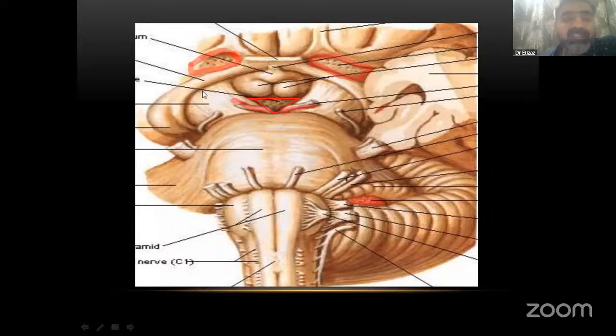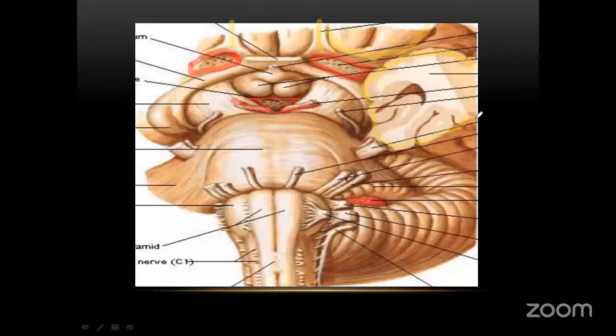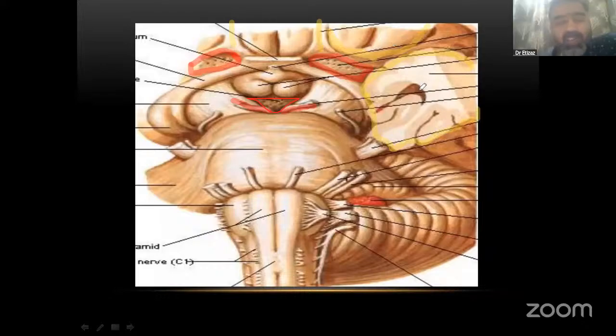Just anterior to this one, at the medial side, you can appreciate the olfactory nerve. This is the olfactory nerve and olfactory bulb. Just lateral to this one, look at here. This is the frontal lobe. This whole part is the frontal lobe. And this is which lobe? This is the temporal lobe. This is frontal lobe, and this is temporal.